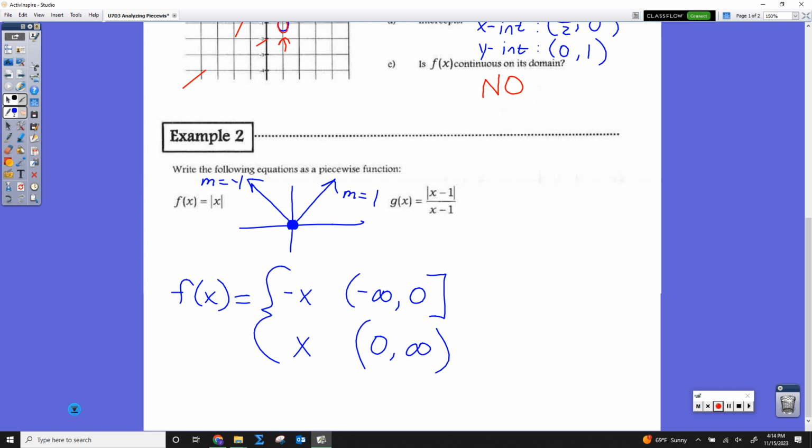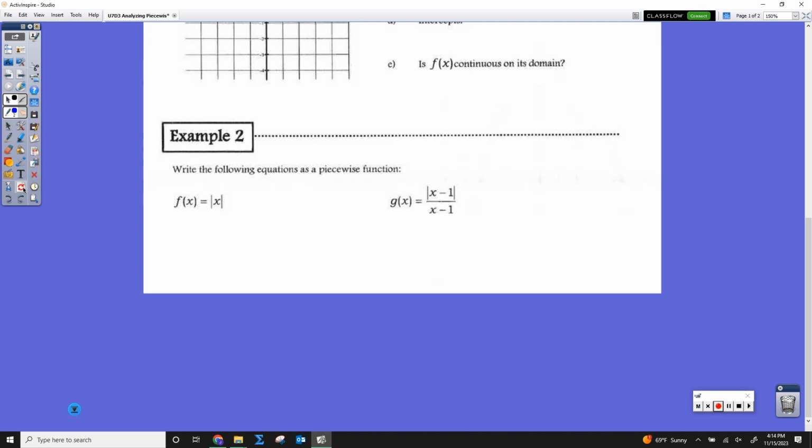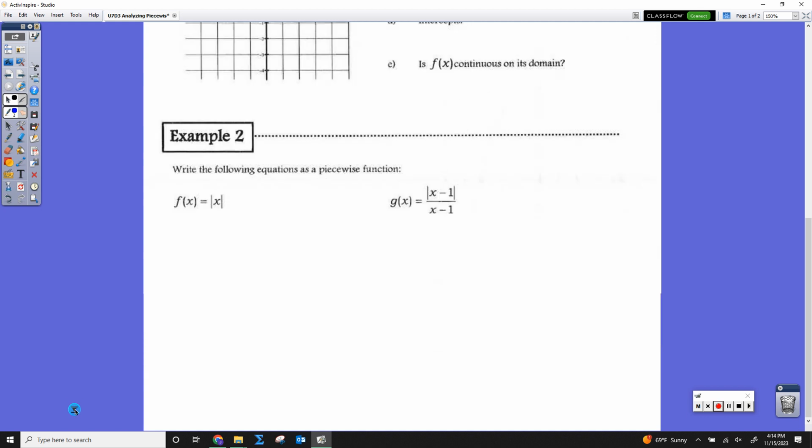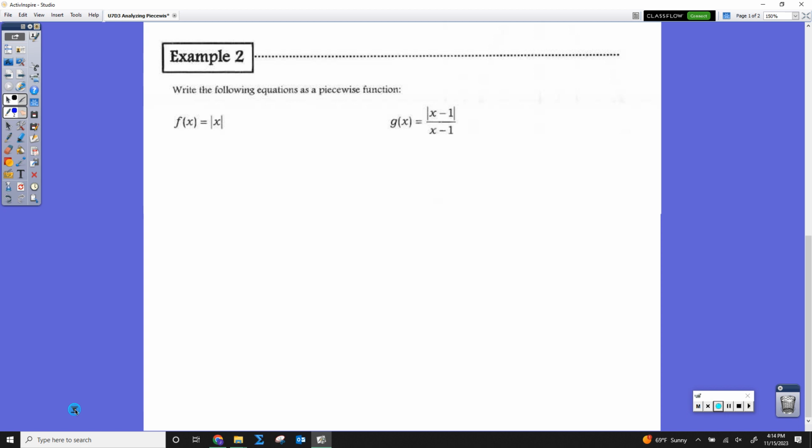All right, I'm going to erase that, and now we have some space for this last one. So g of x equals the absolute value of x minus 1 over x minus 1. This is one that AP has really enjoyed going to. If you plug values in and check this out, you're going to notice some interesting things. First, x can never equal 1 because that would produce a 0 in the denominator.